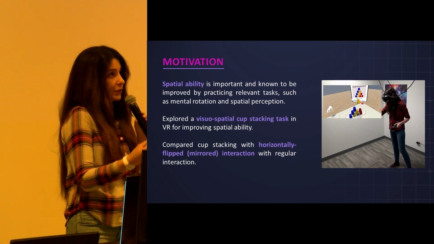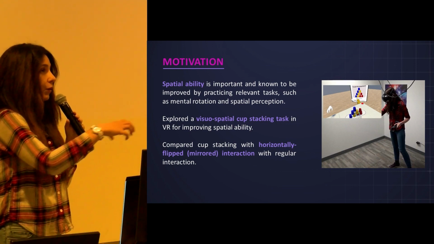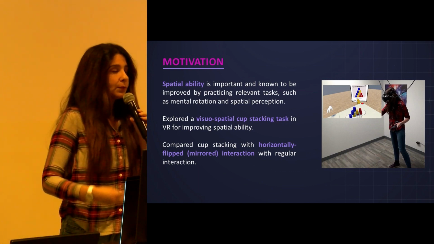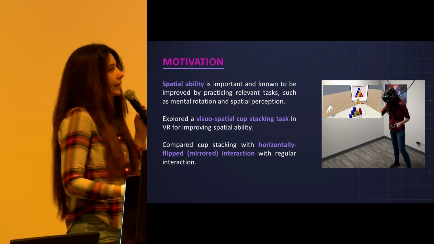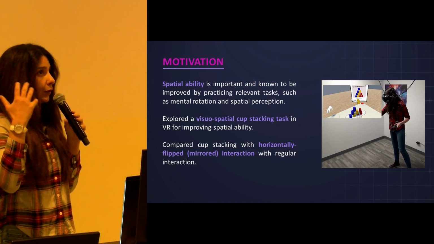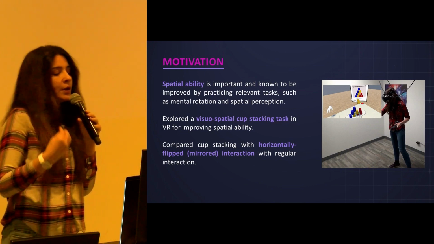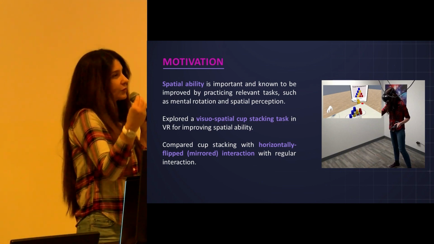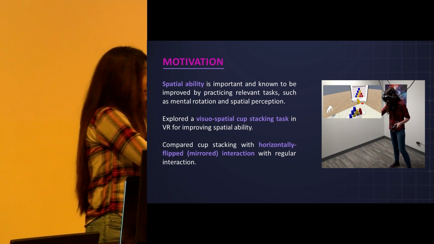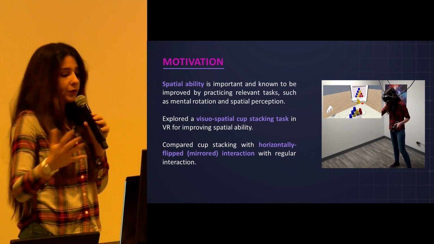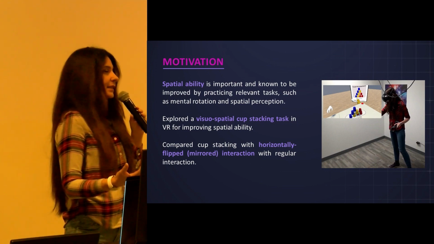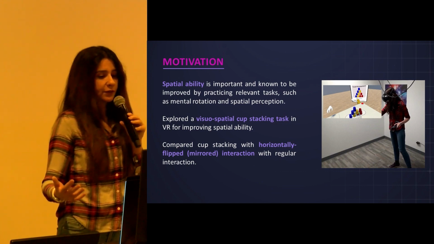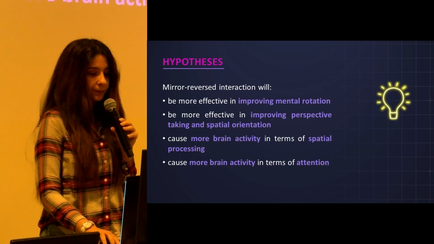Cup-stacking in itself is visual spatial. So you need to orient the cups in a given pattern. But we wanted to make it a bit more challenging so that users would rely on their spatial skills a little bit more. So we flipped the interaction horizontally, similar to trying to manipulate an object while looking in a mirror. We call this mirrored interaction, and we compared it with regular interaction, a baseline condition.